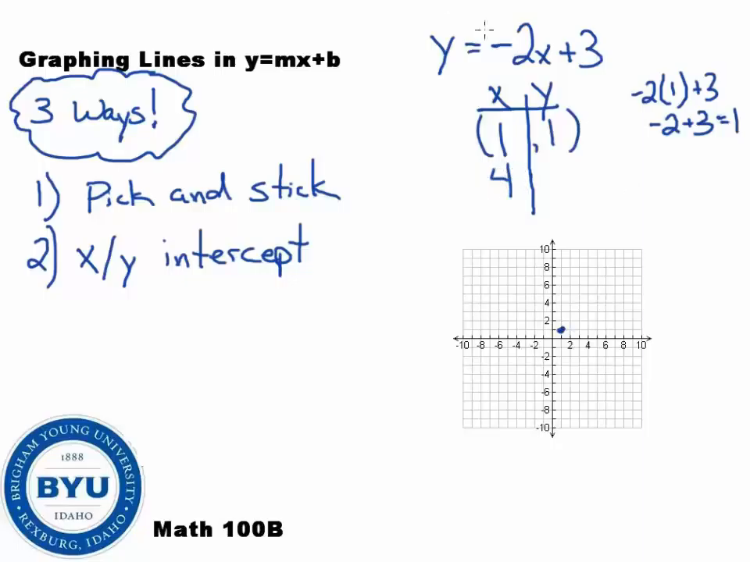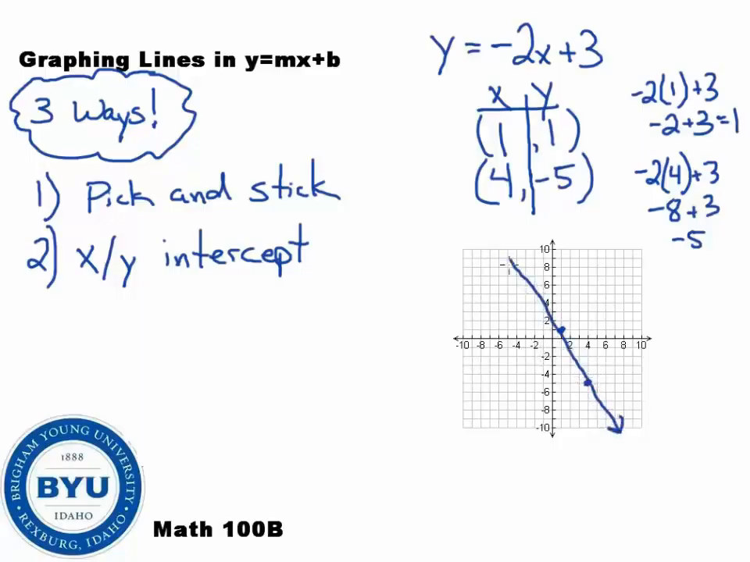I picked 4. So when we pick 4, I'm going to stick in 4. Negative 2 times 4 is negative 8 plus 3 comes out to be negative 5. So the point 4, negative 5 is what I need to graph. Graph 4 and negative 5 is right here. And so my line would look like that.